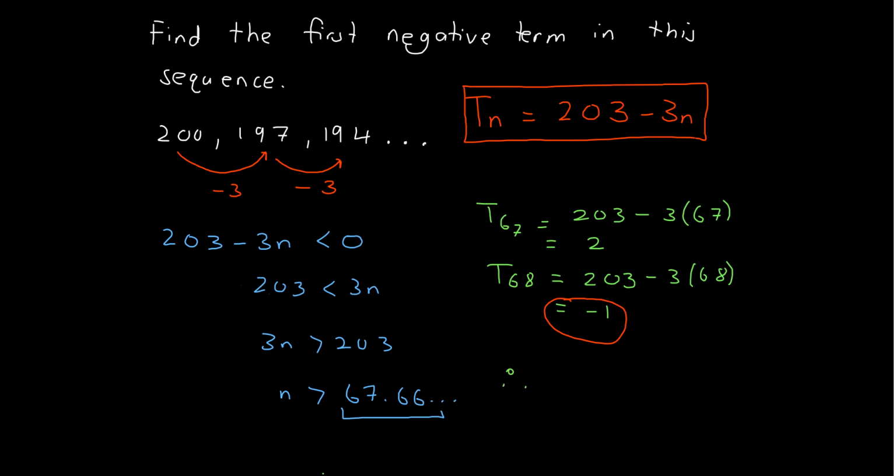So, therefore, minus 1 is the first negative term. And of course, minus 1 is t68, or the 68th term. So there you go, guys. That's a brief introduction to sequences and series.